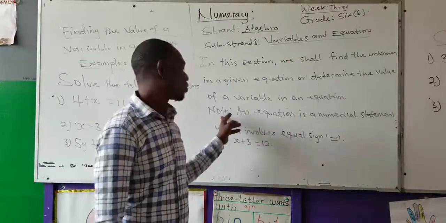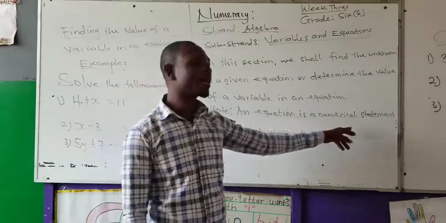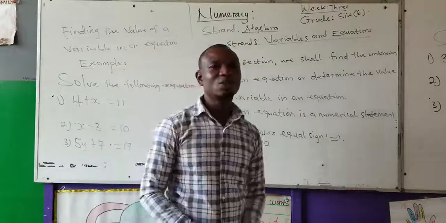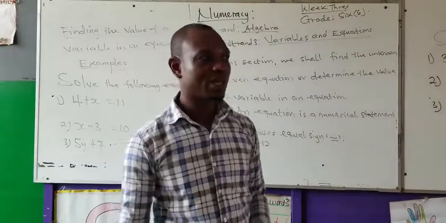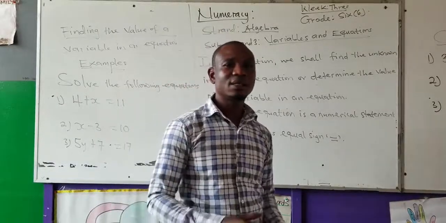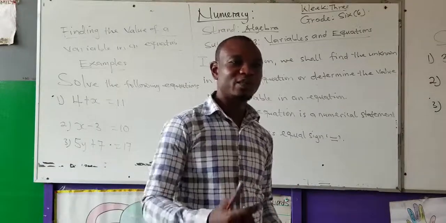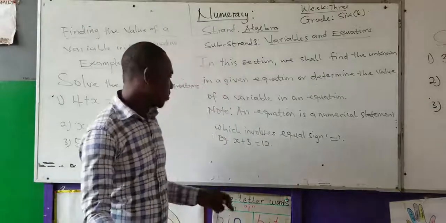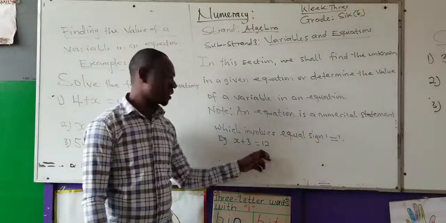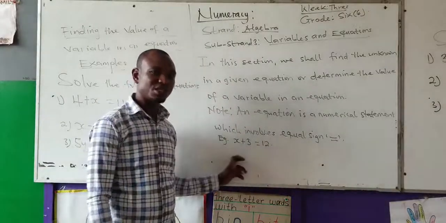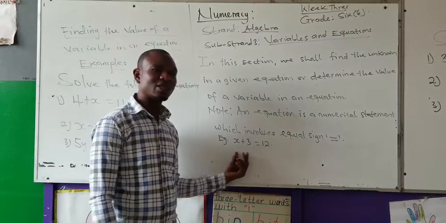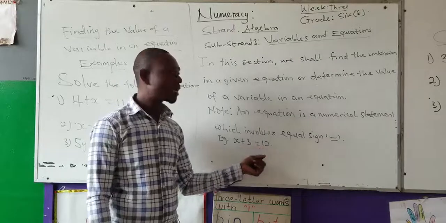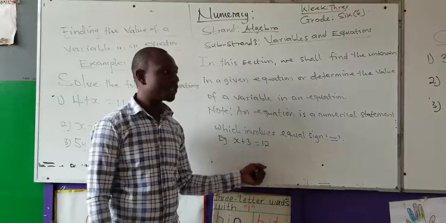And when we talk about an equation, it is a numerical statement which involves equal signs. They are the mathematical way of telling something that involves an equal sign. An example is x plus 3 is equal to 12. This is an equation because it involves an equal sign. That is the meaning of equation.